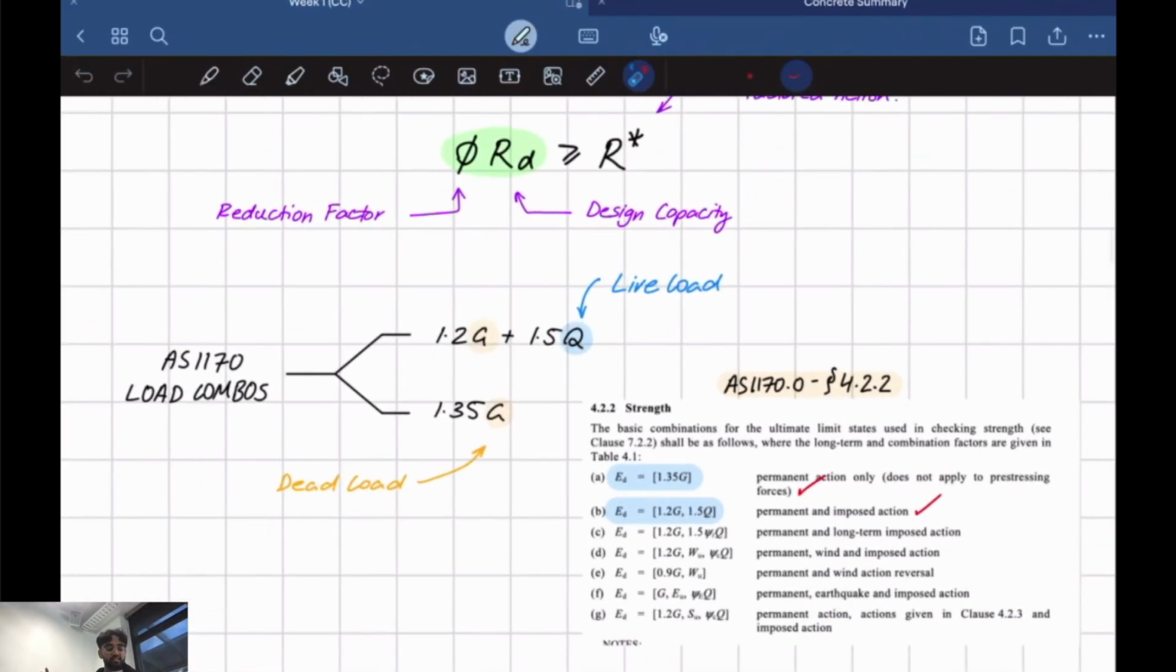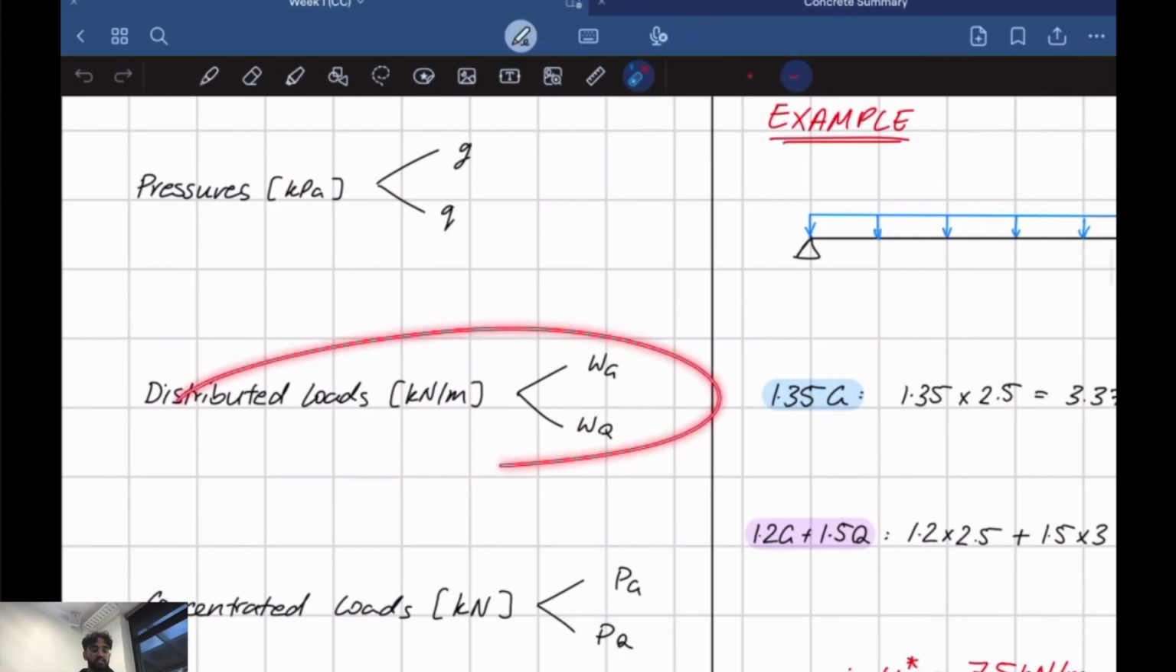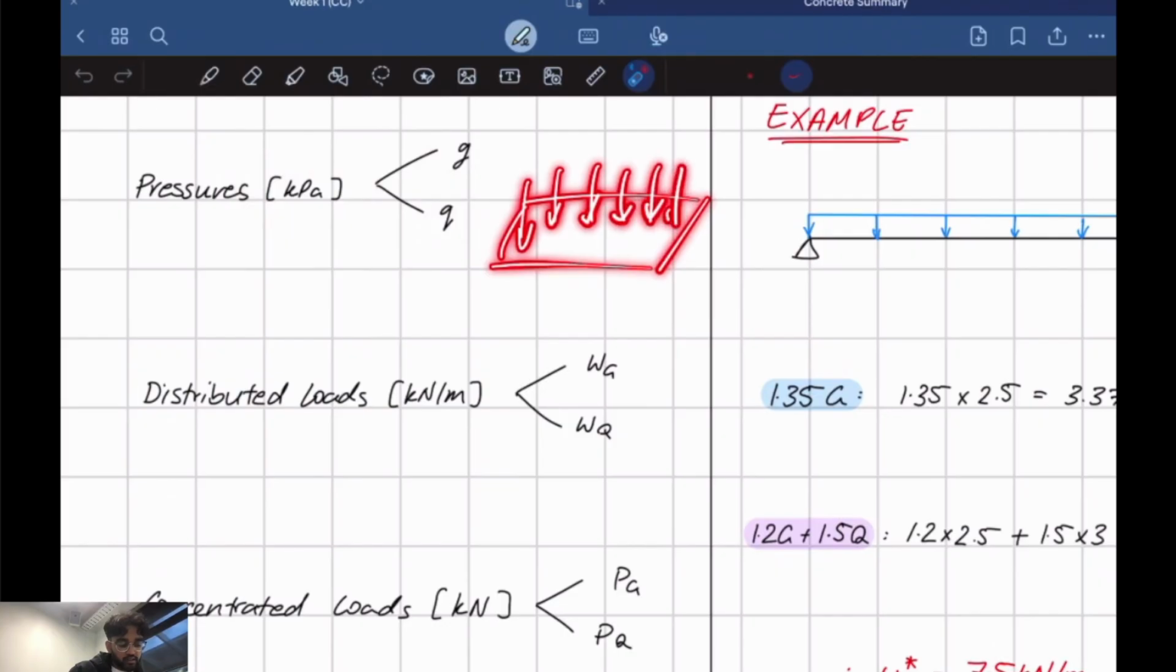Okay, now delving a bit deeper into the kinds of loads we can get. We've got different kinds of pressures and distributed loads, which you've seen in Eng 1300 and 2400, and also point loads or concentrated loads. I split each of these into two: G standing for dead load and Q standing for live load. Pressures are in kPa. So imagine you have a plate with pressure acting on it. That's what it looks like.